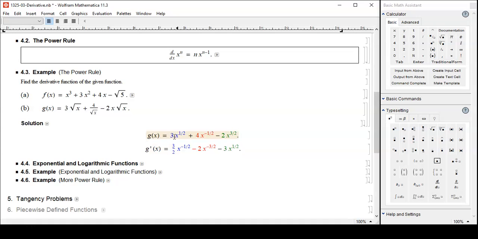It's 3, so 3x to the 1/2 power, and apply the power rule. 1/2 times 3 is 3/2. So that's the coefficient, and subtracting 1 from the power, we get negative 1/2 power. And then this is the same, 4x to the negative 1/2 power. You see, denominator means negative power, and square root is 1/2 power. So multiply and then subtract 1 from the power. Same here, multiply and subtract 1 from the power.